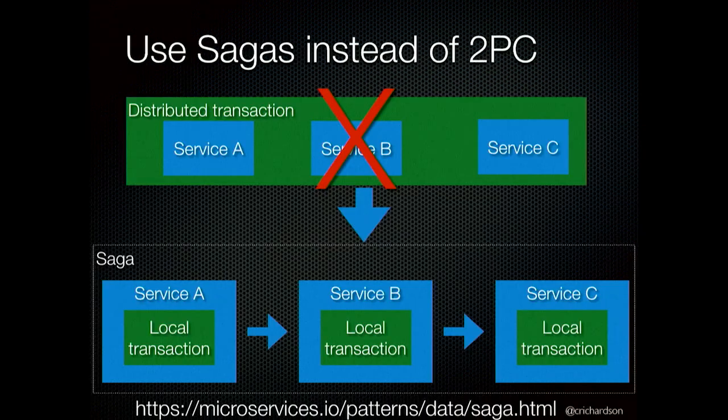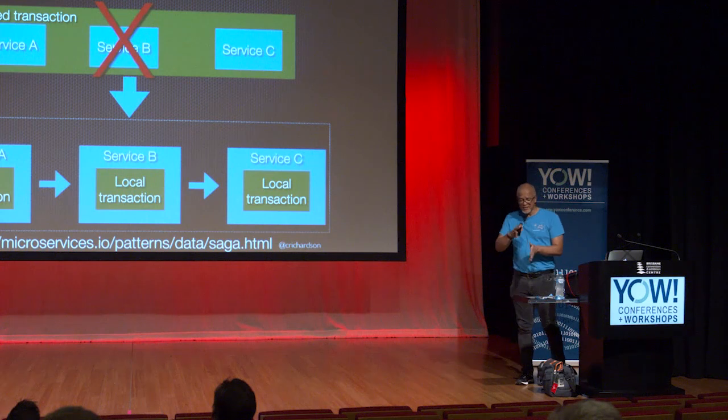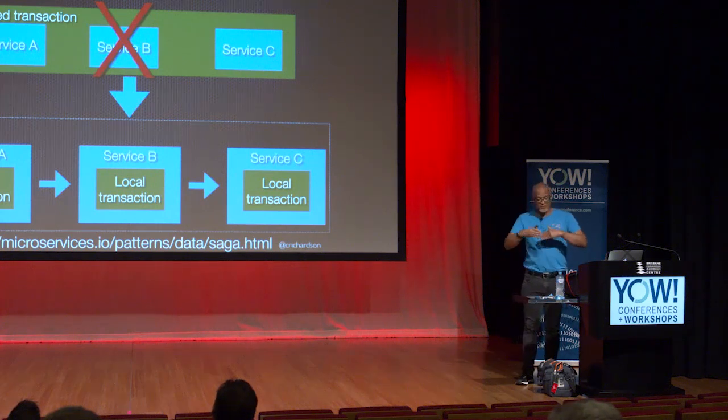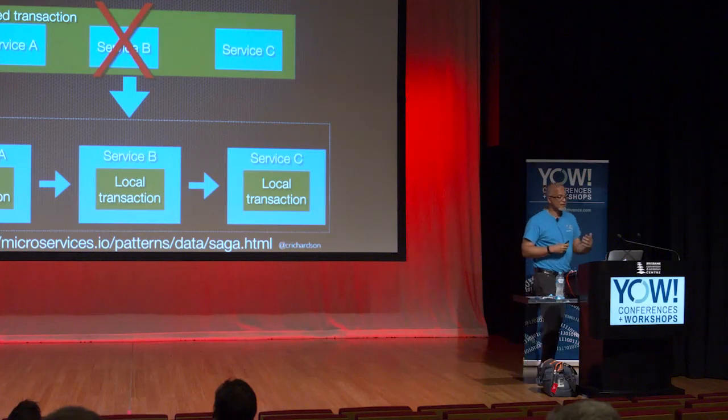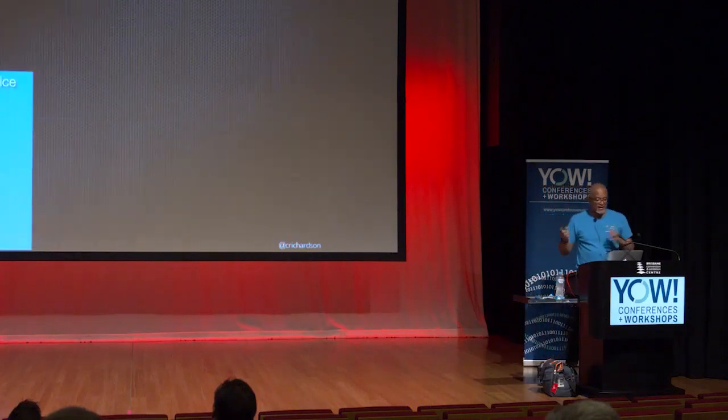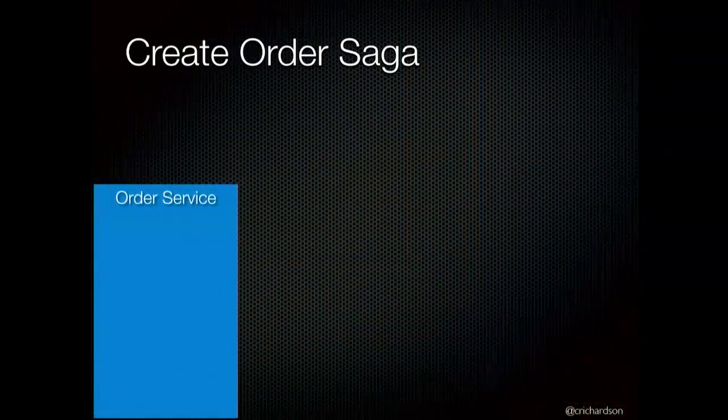The idea of a saga is that instead of a distributed transaction, or a long transaction that spans multiple services, you use a saga that is a series of local transactions, one in service A, another in service B, and a third in service C, and so on. And as you're going to see, those individual local transactions are coordinated through some form of asynchronous messaging. In the case of the create order saga, it would work like this.